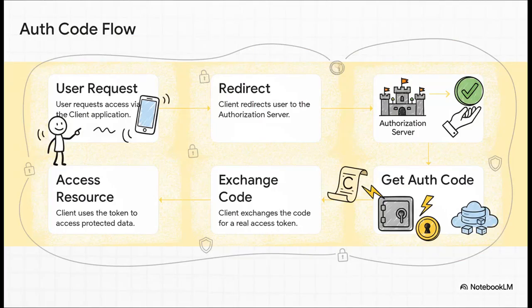So how does this valet exchange actually work? Well, this slide shows the most common and secure method, the authorization code flow. It's like a careful dance. The user tells an app they want to log in. The app sends them to the real authorization server, like Google or Facebook. The user logs in there, grants permission, and the server sends back a temporary code. The app then secretly exchanges that code for the real access token. The crucial part is that the user's password is never exposed to the application.